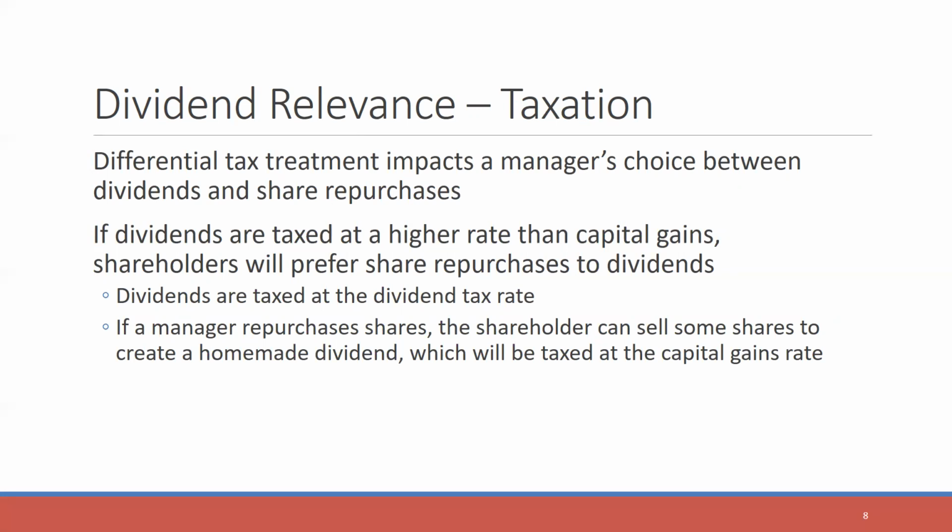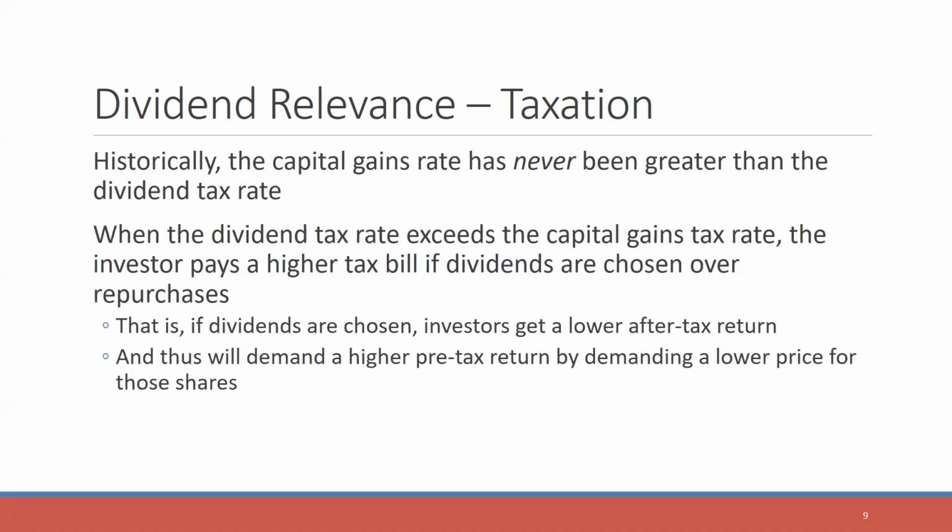So dividends are taxed at the dividend tax rate. If a manager repurchases shares, the shareholder can sell some of those shares to create a homemade dividend, which will be taxed at the capital gains rate. We saw in our last lecture how we were able to make a homemade dividend by simply selling off some of our shares. Historically, the capital gains rate has never been greater than the dividend tax rate.